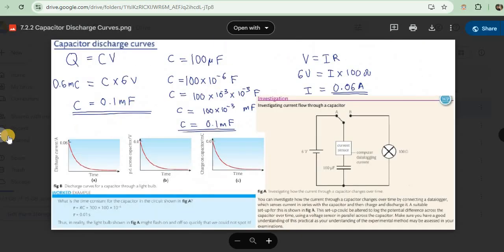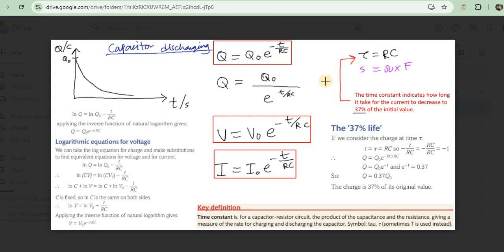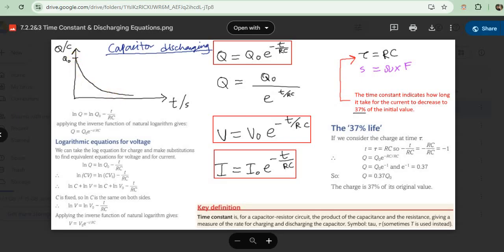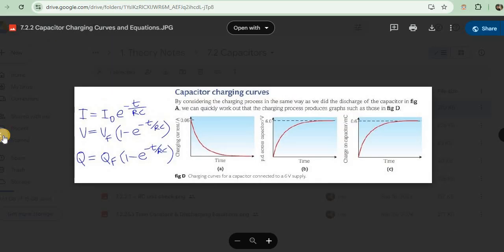Now if you go back to the slide about capacitor discharging, you can see all of them are exponential decay curves. So if you look at the three equations for capacitor discharging, that is in terms of charge, in terms of voltage, in terms of current, all have exponential decays, and the negative sign here indicates the shape of the graph. In this case, because the power is negative, it will be an exponential decay curve, which means it will be this shape. We will go into the details later. So we have capacitor discharge curves, and also we have capacitors charging.